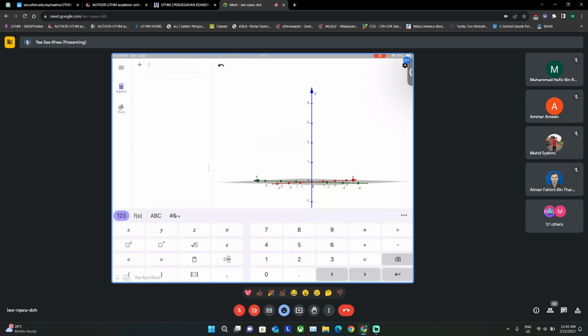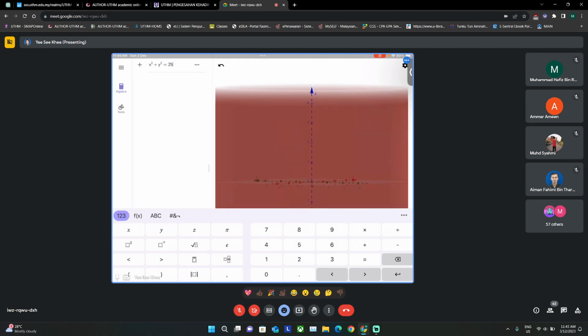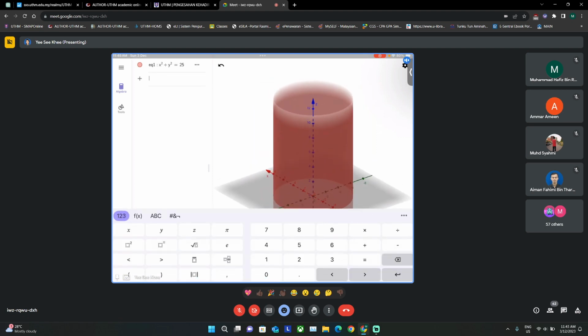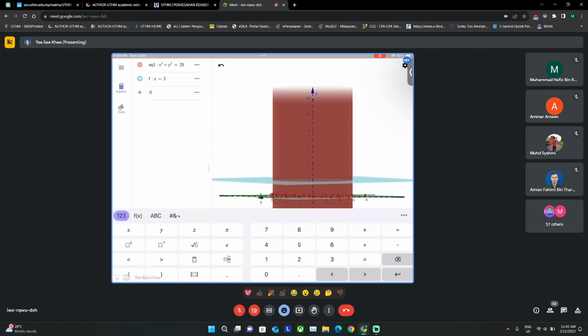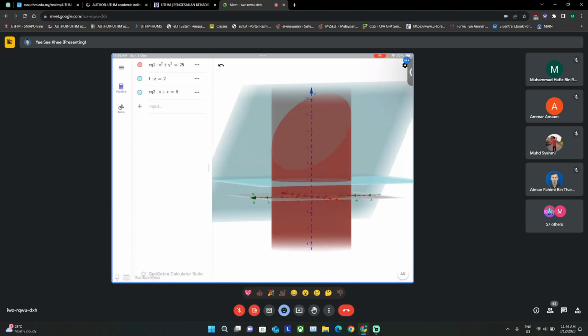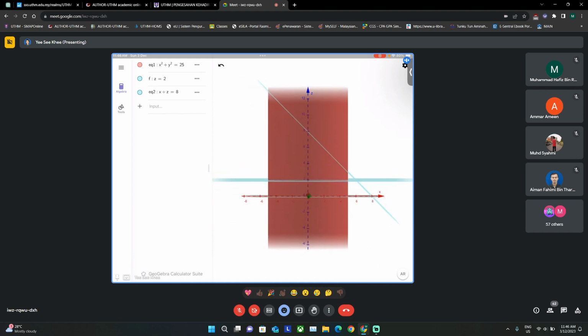Insert x squared plus y squared equals 25. Automatically you will see a cylinder. Then z equals 2. See, you cut the cylinder, inside the cylinder and between the planes. So you have x plus z equals 8. Can you see the portion that you actually want to find?